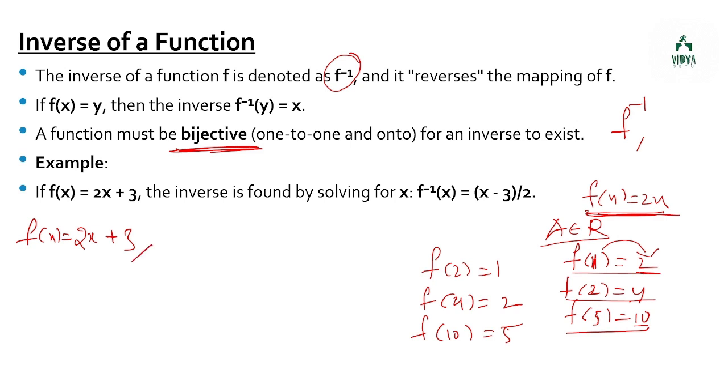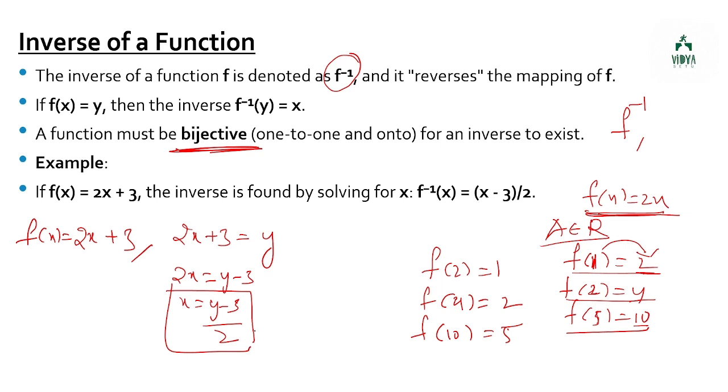And we will solve for f inverse. How to solve for f inverse? Just make it equal to y and write x in terms of y. That means put all the values on the other side except x. 2x equal to y minus 3, x equal to (y minus 3) by 2. Okay, done. Now just interchange x and y. Y is equal to (x minus 3) by 2.